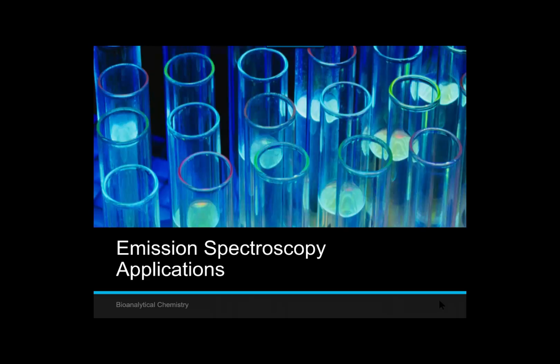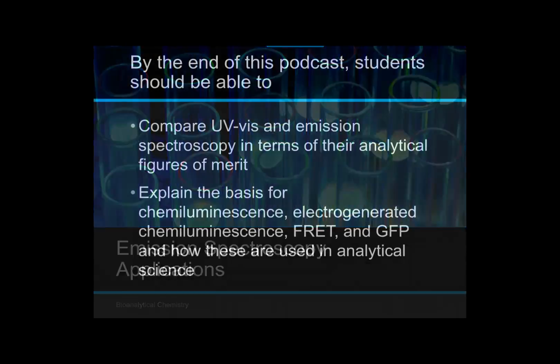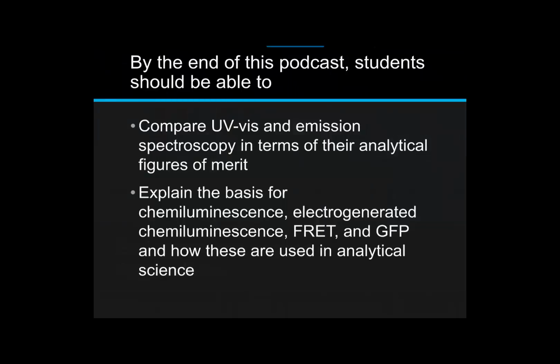Welcome. In this podcast, we're going to delve a little bit more deeply into the analytical applications of emission spectroscopy. By the end of the podcast, students should be able to compare UV-vis and emission spectroscopy in terms of their analytical figures of merit, explain the basis for chemiluminescence, electrogenerated chemiluminescence, Forster resonance energy transfer, and green fluorescent protein, and how these tools and techniques are used in analytical science. So let's get going.